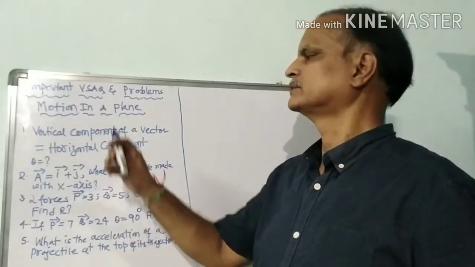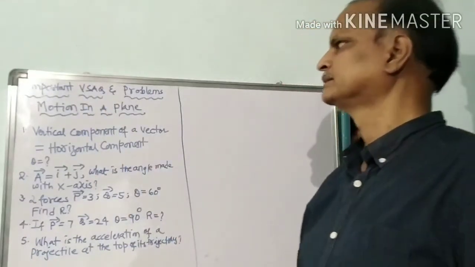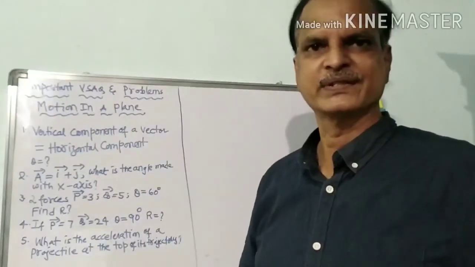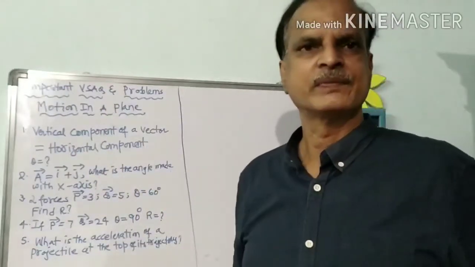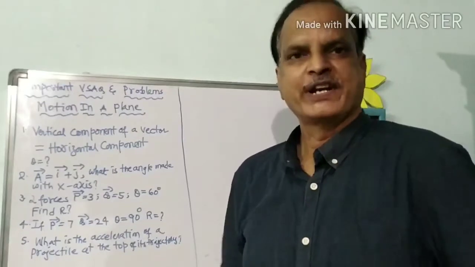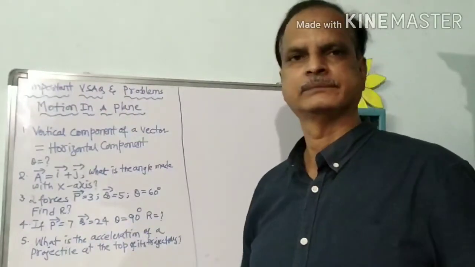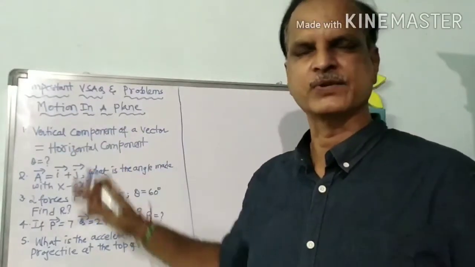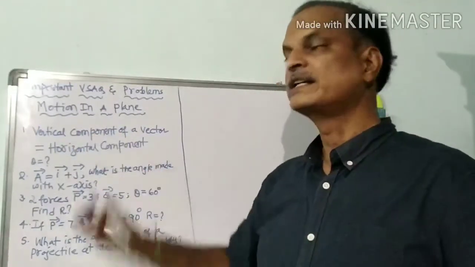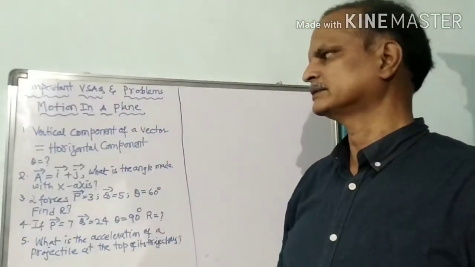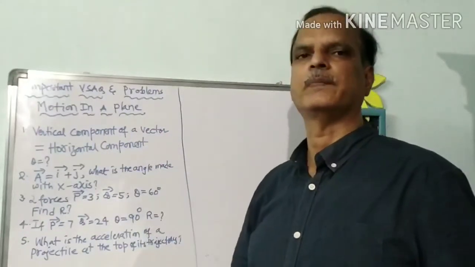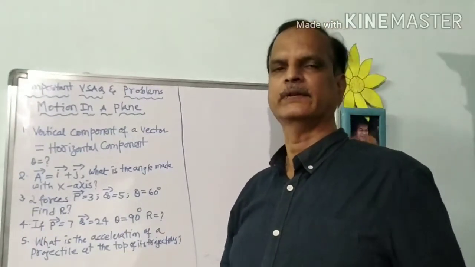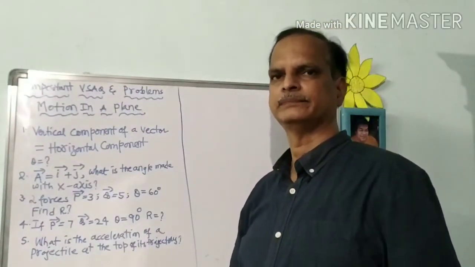Today, I want to discuss important, very short answer questions and problems in motion in a plane. So, let us start with the first question. The vertical component of a vector is equal to the horizontal component. Then find theta, the angle between them.